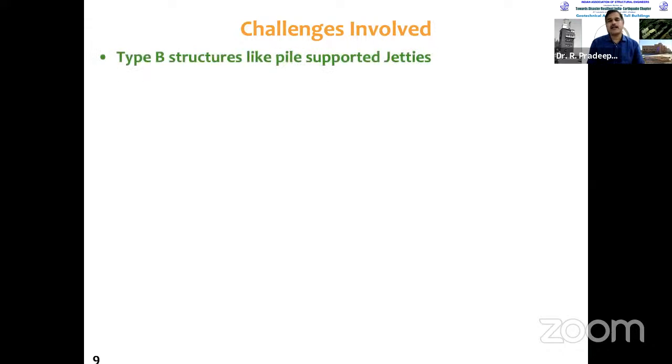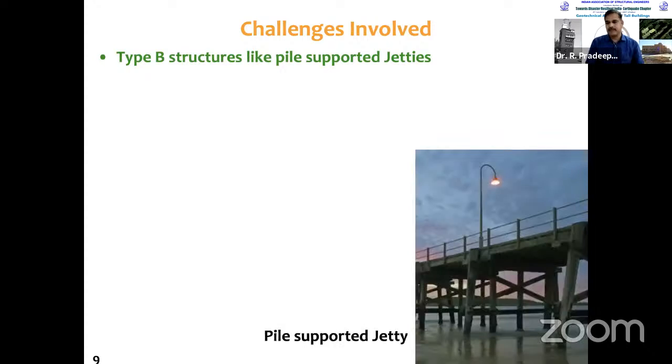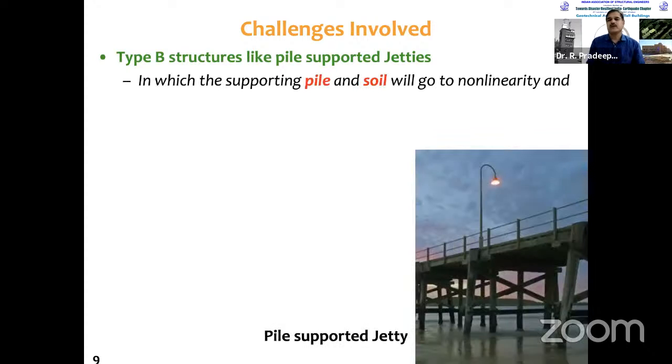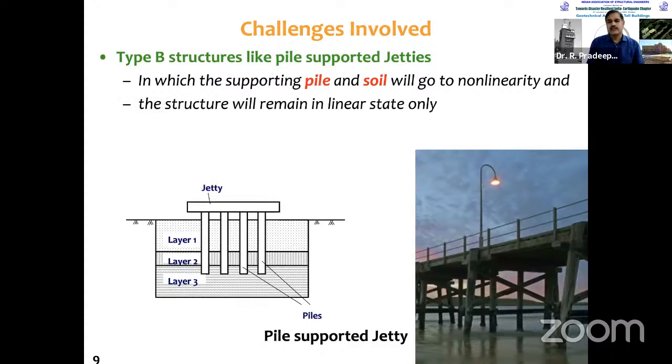Then the second type, that is pile supported jetties. If we look at them, the pile and soil both will be in a non-linear state, but the jetty, the main structure, will remain in a linear state only. It will not go into a non-linear state.